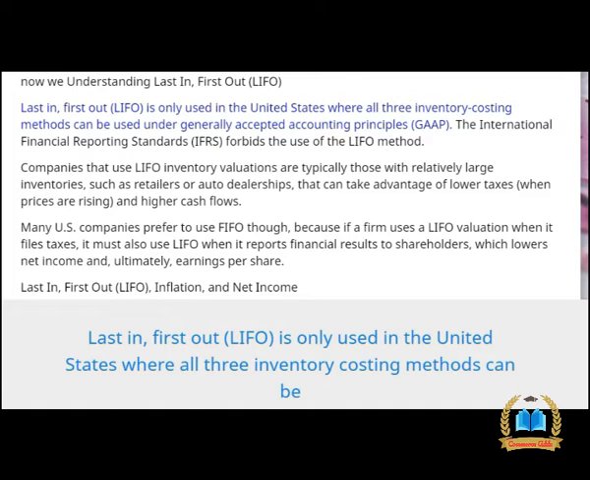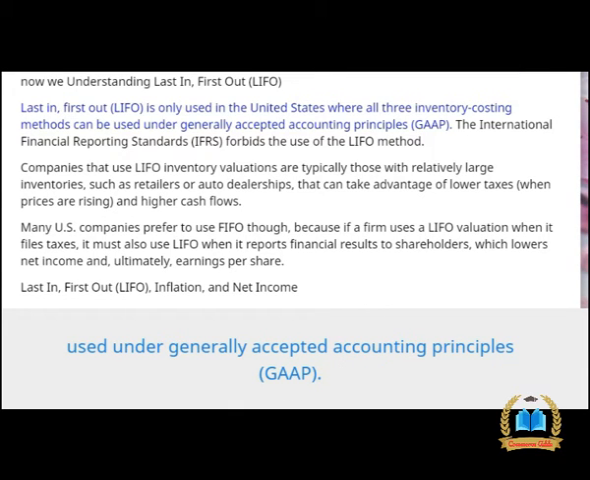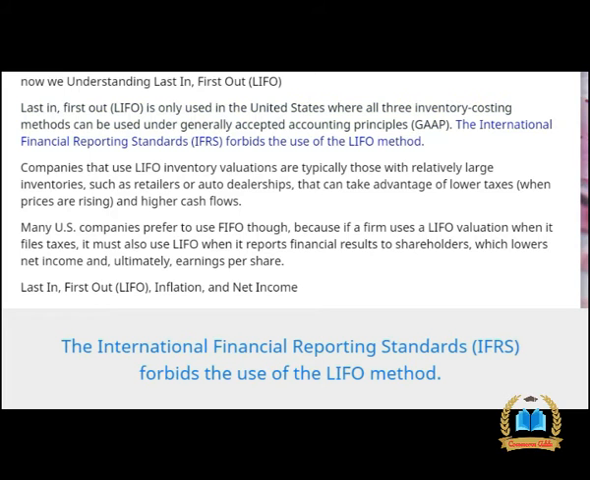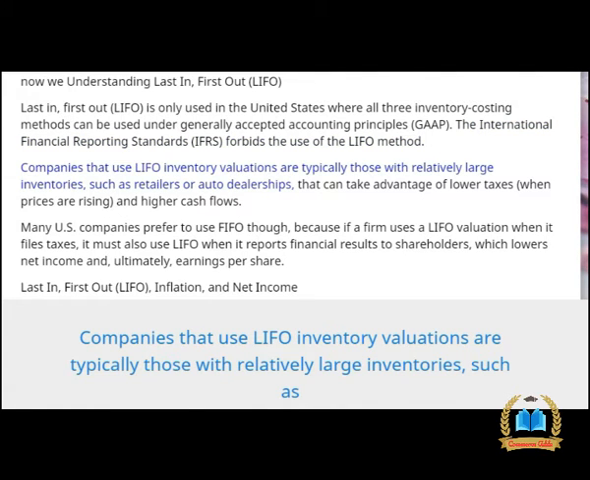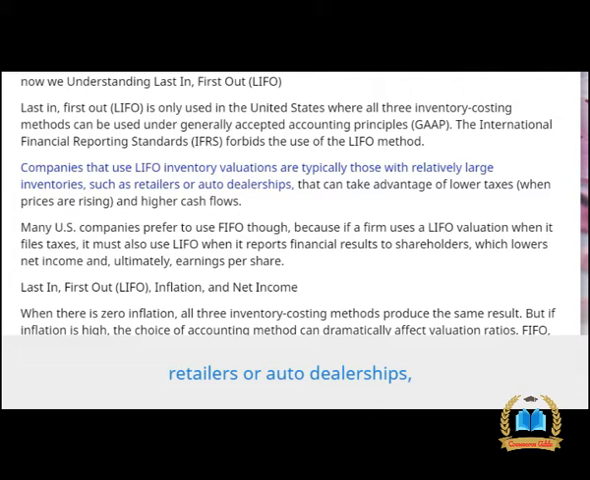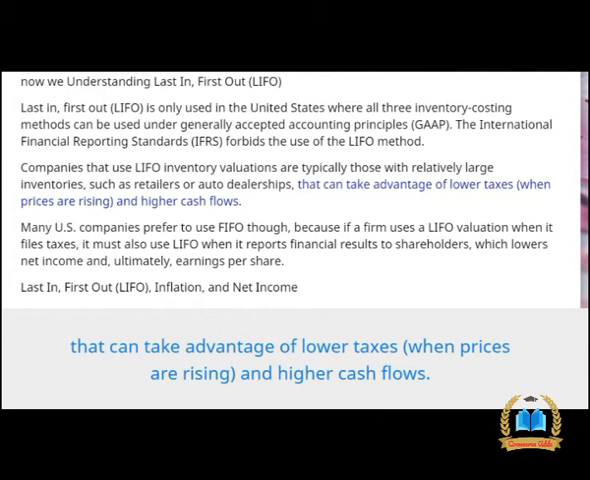Last in, first out, LIFO, is only used in the United States, where all three inventory costing methods can be used under Generally Accepted Accounting Principles, GAAP. The International Financial Reporting Standards, IFRS, forbids the use of the LIFO method. Companies that use LIFO inventory valuations are typically those with relatively large inventories, such as retailers or auto dealerships, that can take advantage of lower taxes, when prices are rising, and higher cash flows.